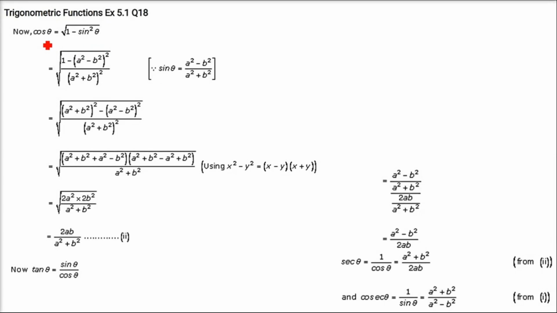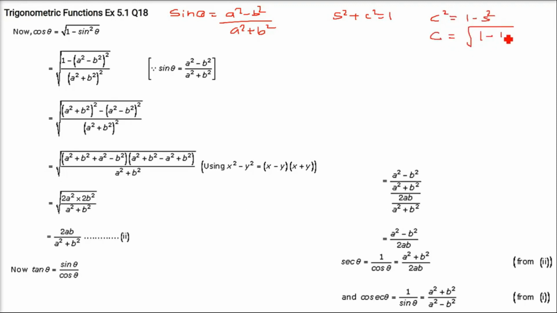Here we have been provided sine theta, which means we have to find all the other values if one value is given. The question is, sine theta is given as a square minus b square by a square plus b square. We have to find cos, tan, sec and cosec. So we know that sine square theta plus cos square theta is equal to 1. This means that cos square theta will be equal to 1 minus sine square theta. That means cos theta will be equal to under root 1 minus sine square theta.